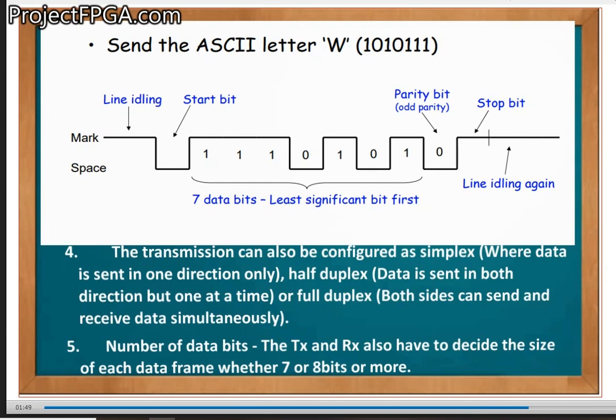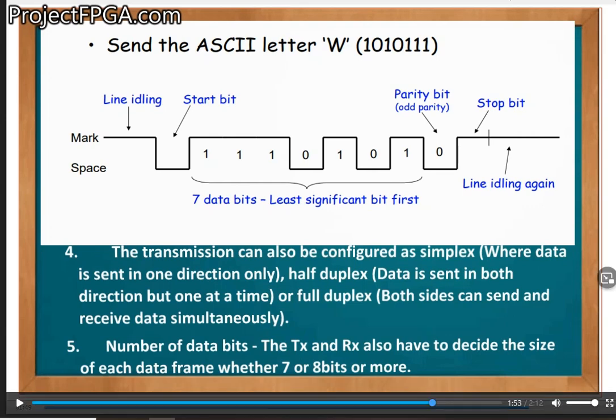Then next, we have the number of data bits. The TX and the RX have to decide the size of each data frame, whether it's 7 or 8 bits, or maybe 16 bits, or maybe 32 bits, depending on the configuration or agreement.